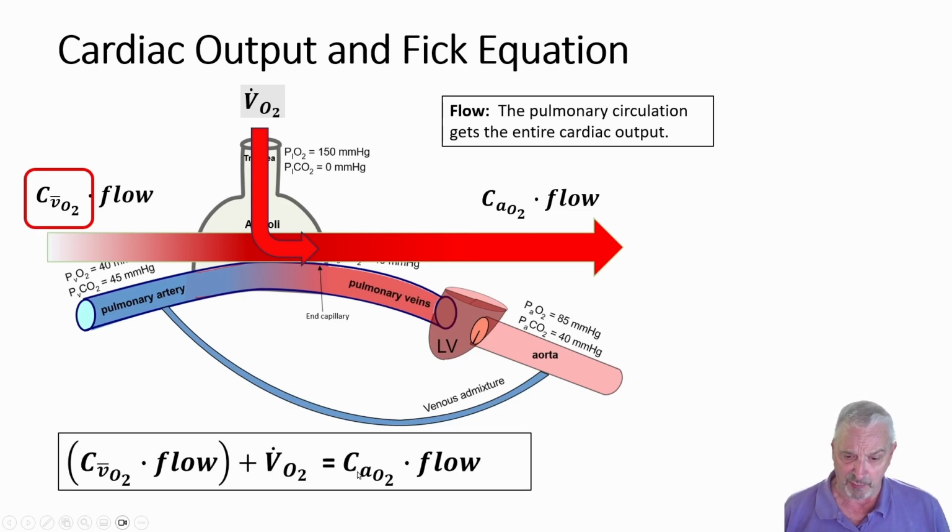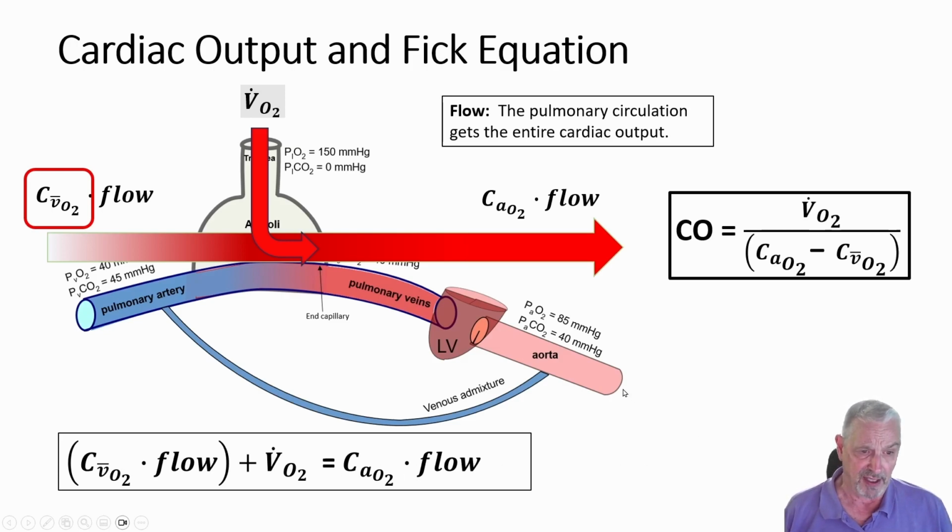And again, we write this simple equation down here, and with some simple rearrangement, we can see that cardiac output is going to be equal to the oxygen consumption of the body, which you can measure independently by the uptake of oxygen in the lungs, divided by the arterial-venous difference. And that's the Fick equation and cardiac output measurement in a nutshell.